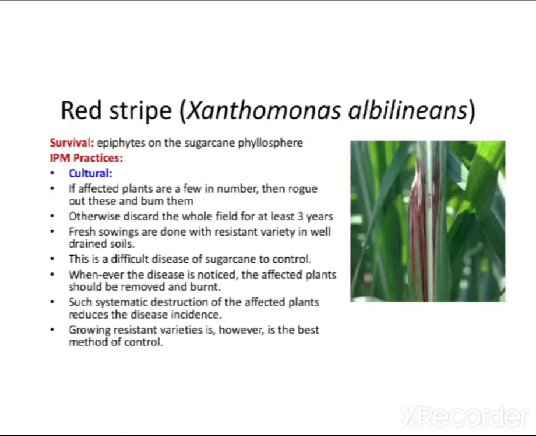Now the last one is the red stripe, and it is caused by the bacterium Xanthomonas albilineans. So red stripe is easy to diagnose because here stripes develop on the leaf instead of a single red middle portion. So here you can see that different stripes are developed. That's why it is called red stripe.